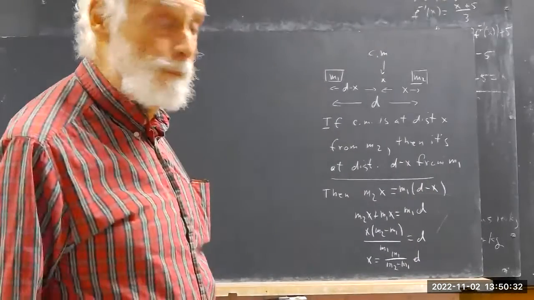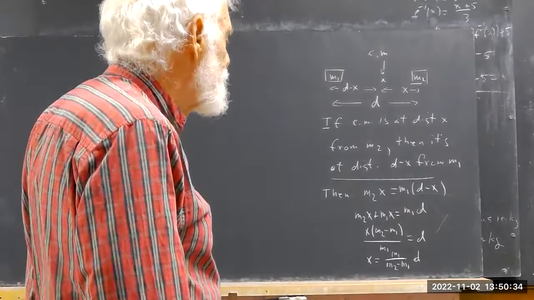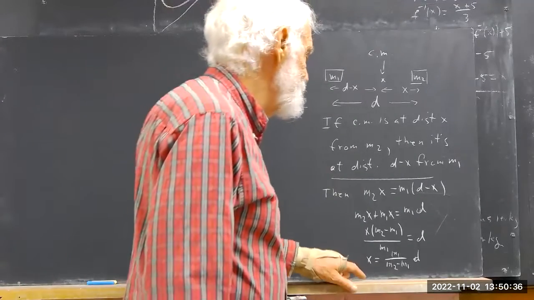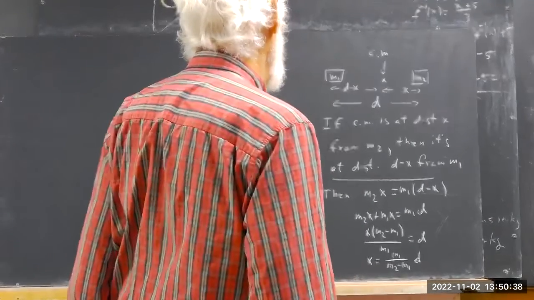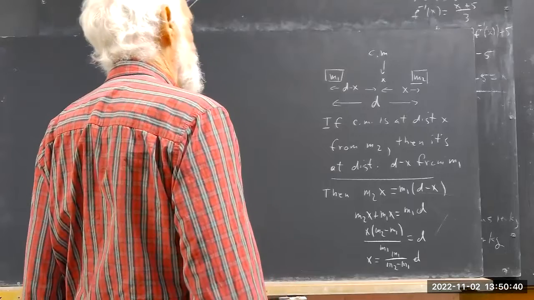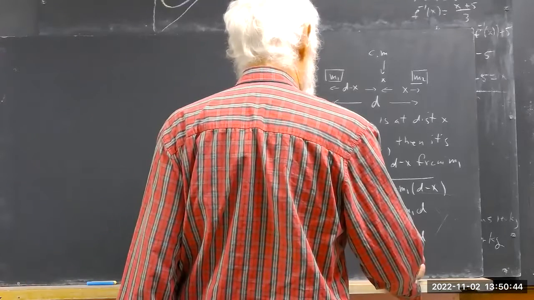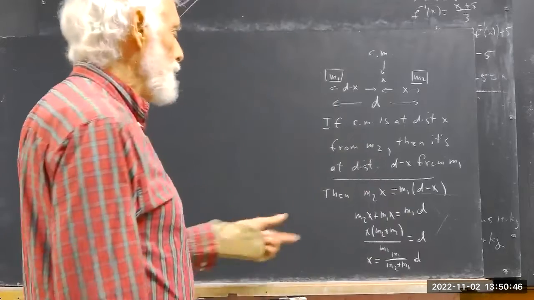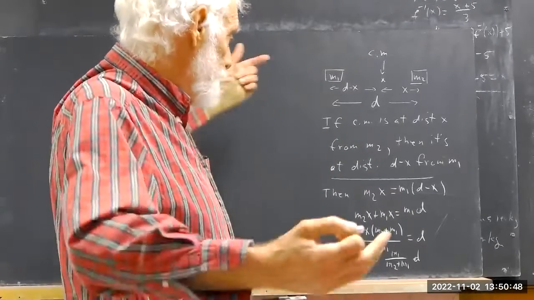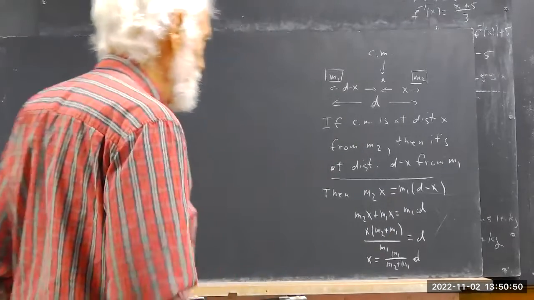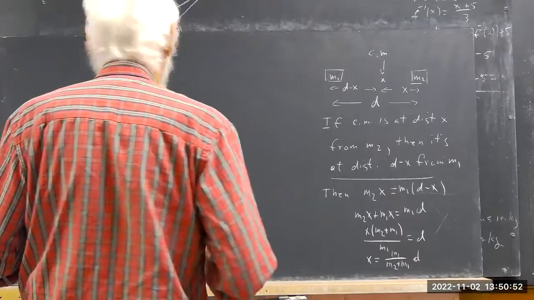Okay. Now, and I don't know why I have a minus there. That doesn't make any sense. If two masses were equal, then we'd have an infinite distance. Okay.